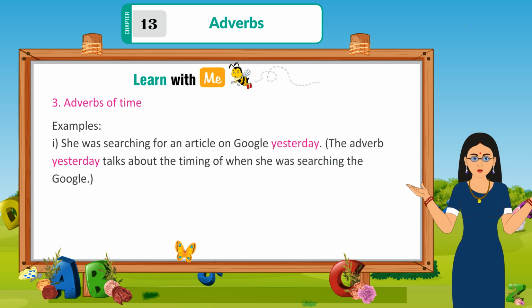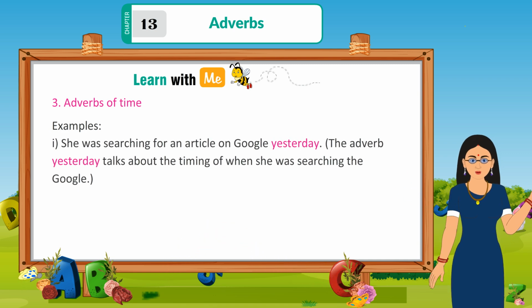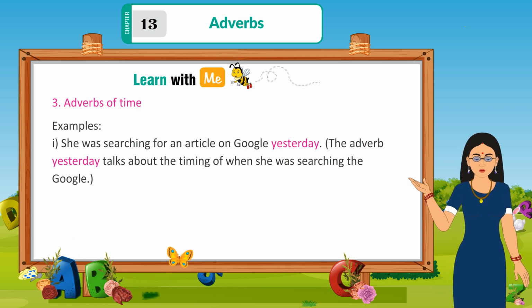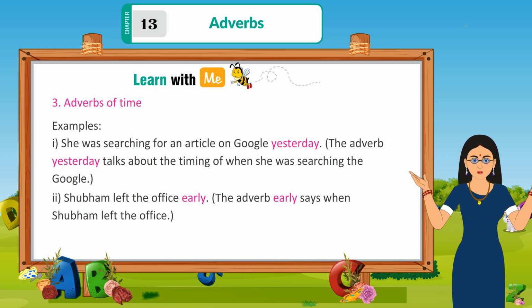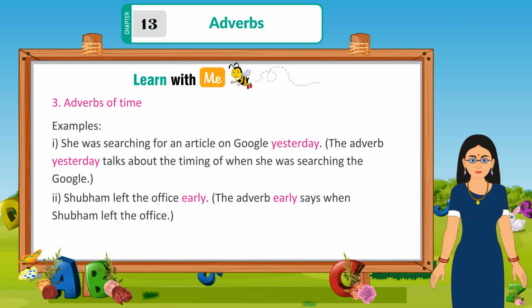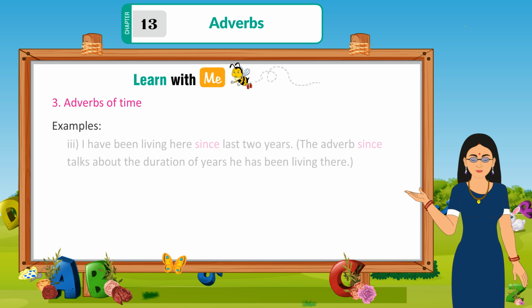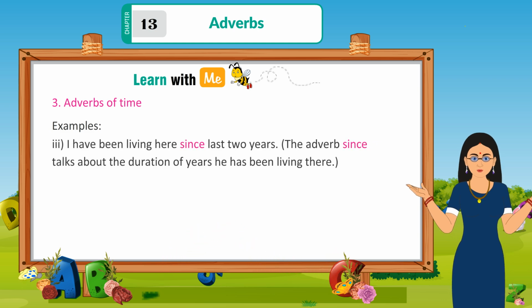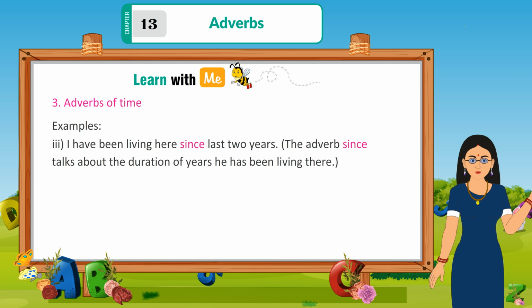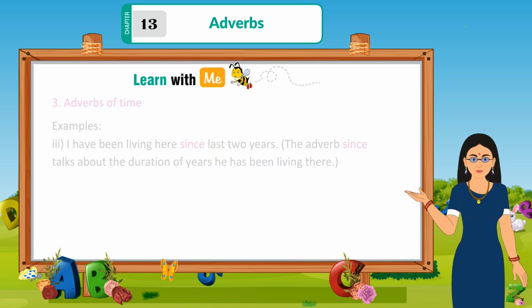Examples: She was searching for an article on Google yesterday. The adverb yesterday talks about the timing of when she was searching on Google. Shubham left the office early. The adverb early says when Shubham left the office. I've been living here since the last 2 years. The adverb since talks about the duration of years he's been living there.